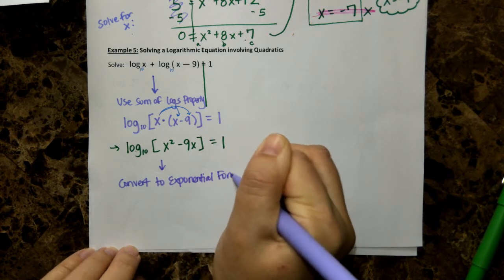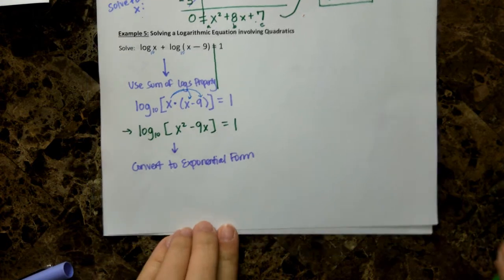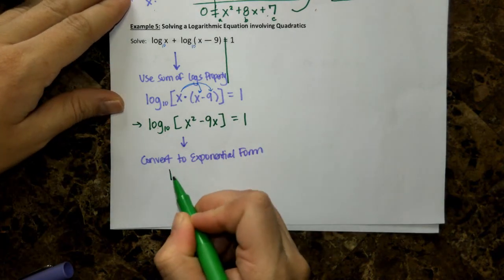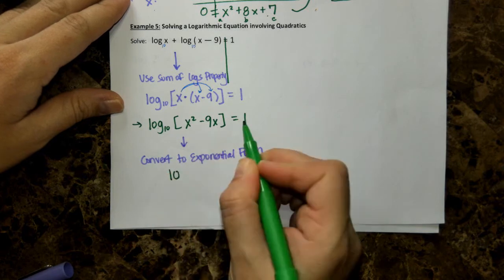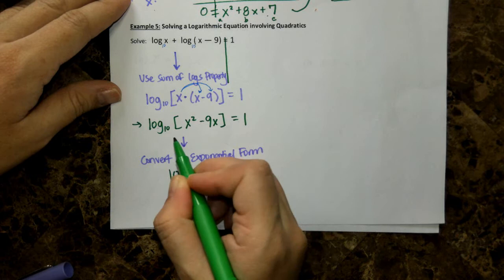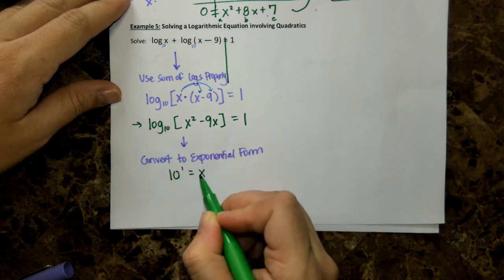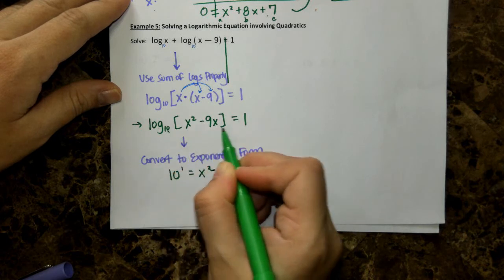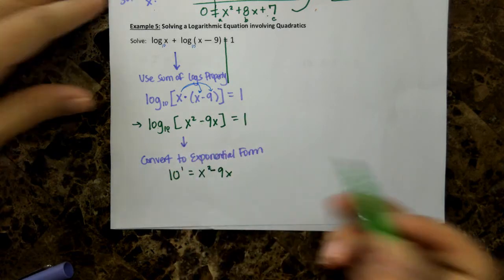And maybe it'll be more useful to us in that form. The way we convert it is we start with the base, that's this little number on the bottom, which in our case is 10, raise it to the first power, and set it equal to whatever's inside the logarithm, which is x squared minus 9x. It's like this little loop-de-loop. 10 raised to the first power equals x squared minus 9x.